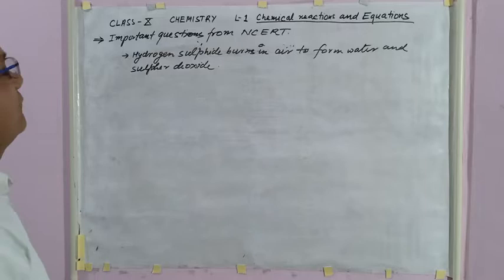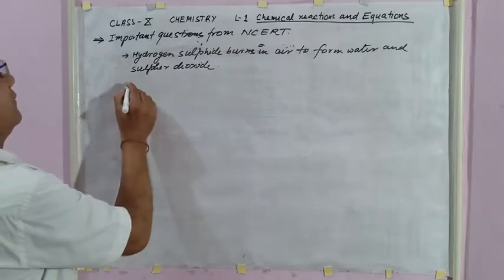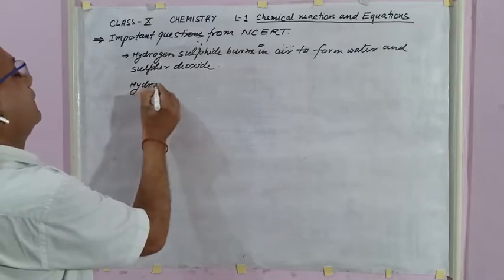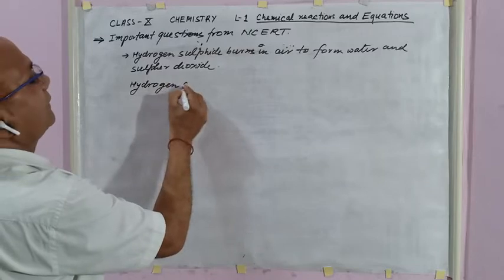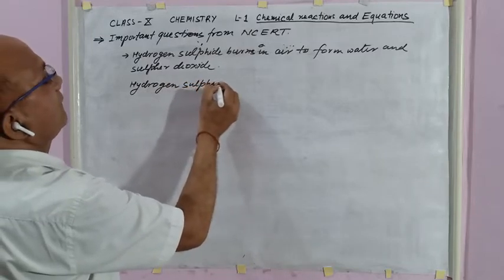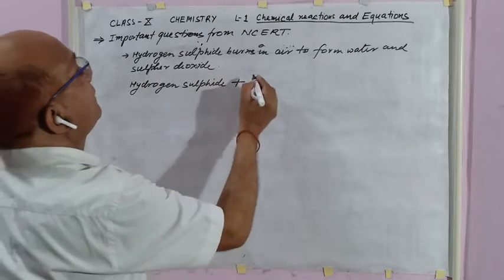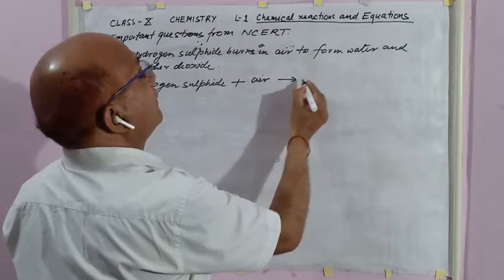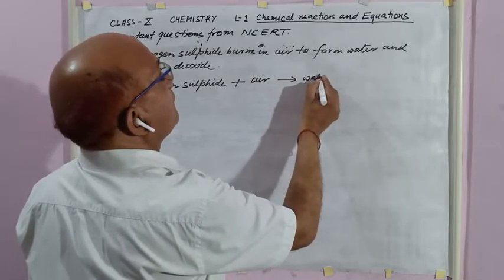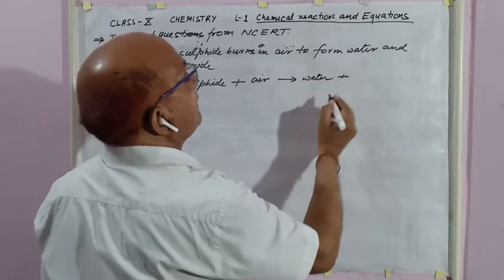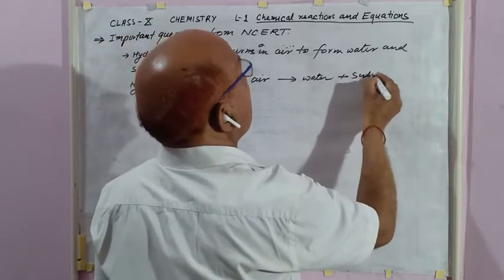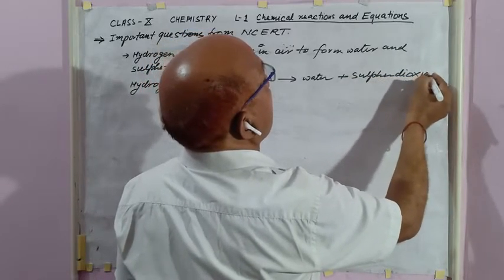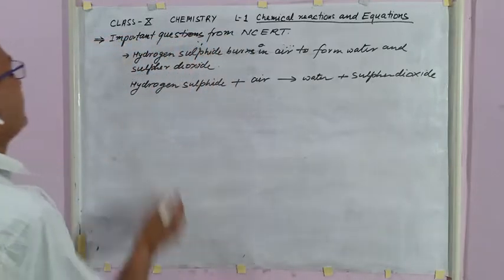So first we will convert it into word equation. Hydrogen sulfide plus air, it forms water and sulfur dioxide. This is the first step.